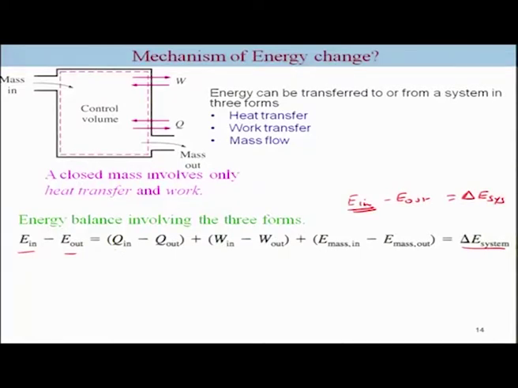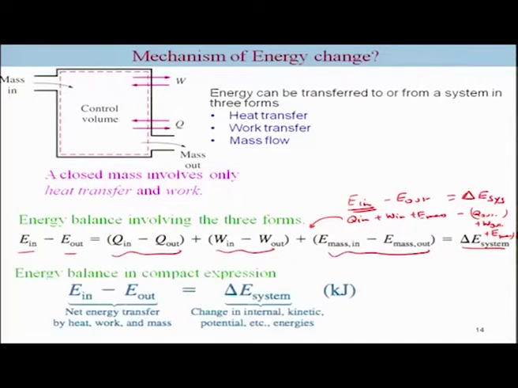So, E in minus E out is delta E system, and what is E in here? E in minus E out is equal to Q in plus W in plus E mass in, minus Q out plus W out plus E mass out. And so, you can rearrange this in this form: Q in minus Q out plus W in minus W out plus E mass in minus E mass out. So, this would be useful if you are already aware of the interaction directions, the way it is happening. Otherwise, you can always use net effect, net transfer.